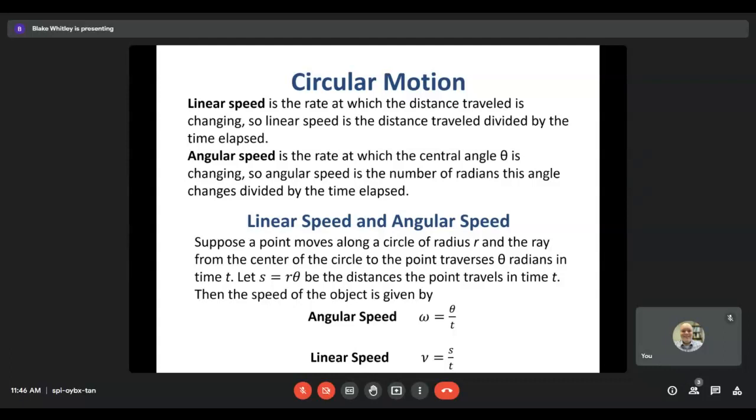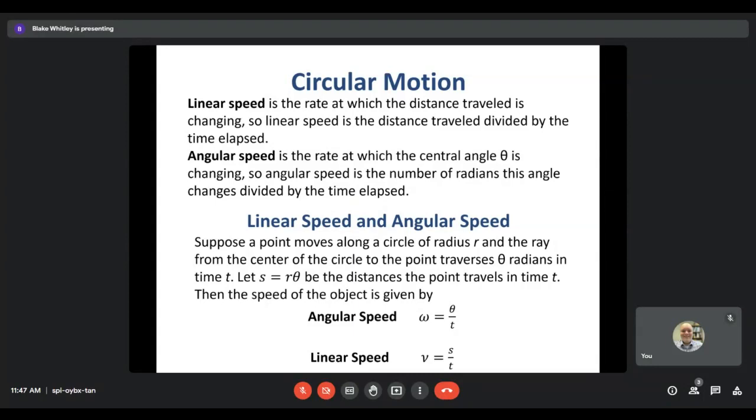Angular speed, on the other hand, is the rate at which the central angle is actually changing. So if we're moving in a circle, we're actually going to have a rate at which that angle is changing, that central angle. And so to find that, we're going to take the number of radians and we're going to divide by the amount of time. Okay, so it's going to be radians over time is going to give us an angular speed.